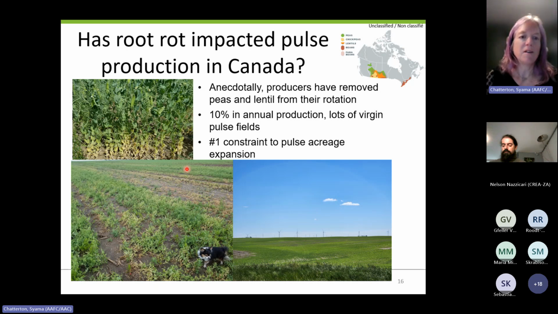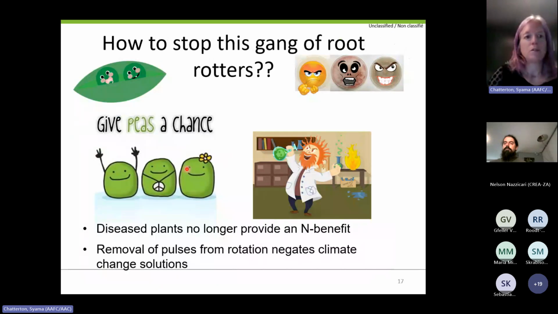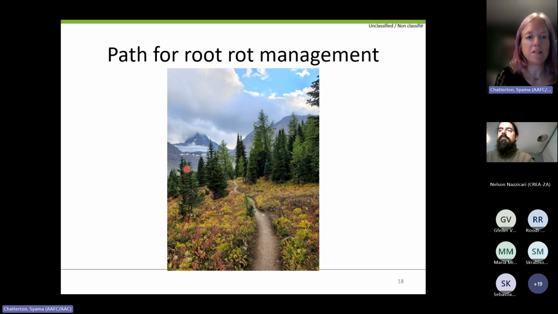Whether it's because of root rots, it's hard to say, but absolutely root rots are currently the number one constraint to pulse acreage expansion and are top of mind for all pulse producers. So how do we stop this gang of root rotters and give peas and lentils a chance? This is very, very important right now because those diseased plants no longer provide that nitrogen benefit, and the removal of pulses from rotation are negating any of those climate change solutions that we really desperately need from pulse crop production right now. So what's our path for root rot management?